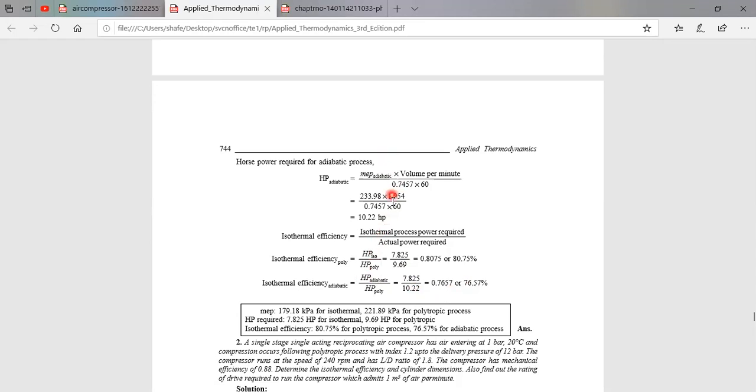So this is about your first model of problem, where I found the mean effective pressure for the isothermal process, the mean effective pressure for the polytropic process, as well as the horsepower required for the polytropic, isothermal and adiabatic processes. Now the isothermal efficiency because of the polytropic process and because of the adiabatic process is already shown. All these parameters are what we found out. So that's about the first problem.